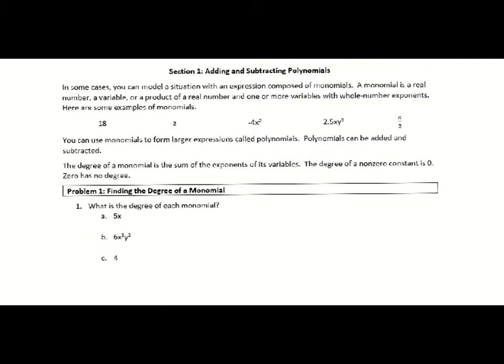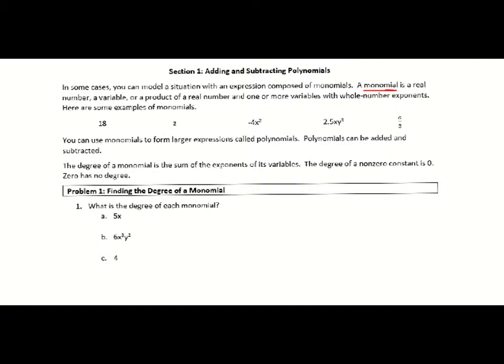So our first section talks about monomials and polynomials. The first thing I want to discuss is monomials. So in our note packet it says, in some cases you can model a situation with an expression composed of monomials. A monomial is a real number, a variable, or a product of a real number and one or more variables with whole number exponents.